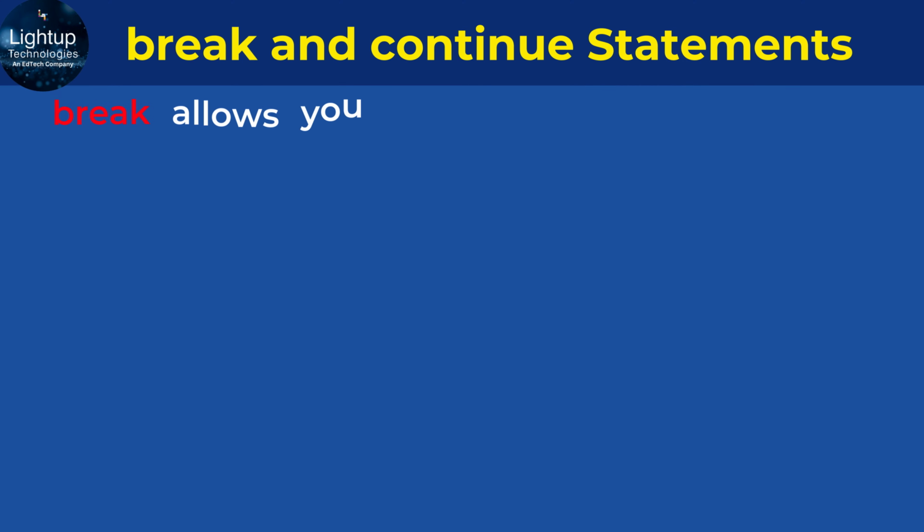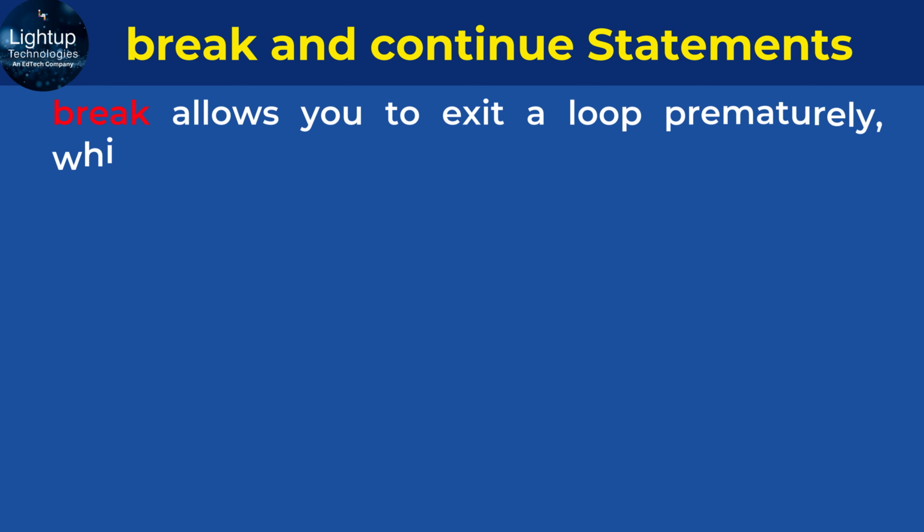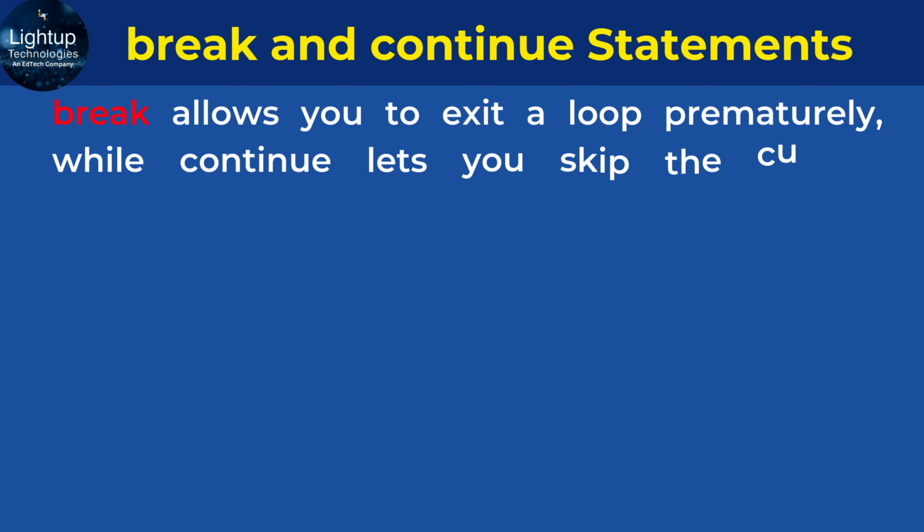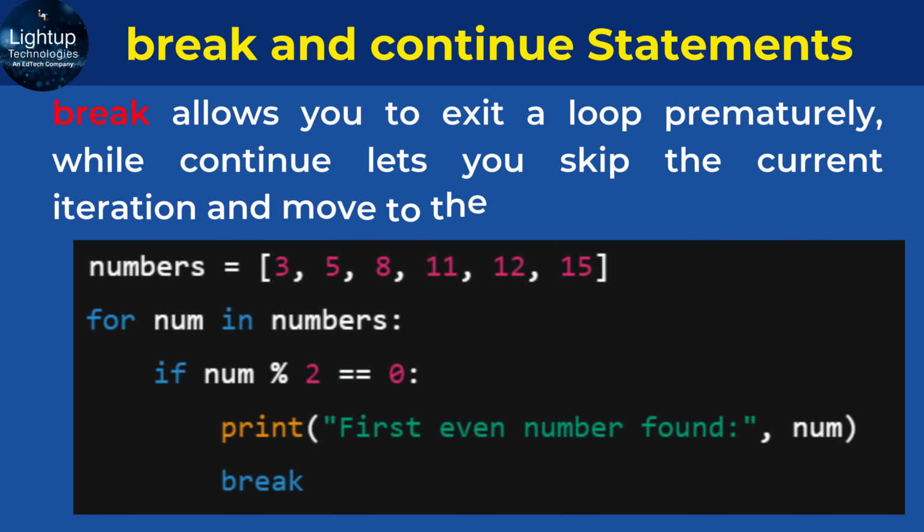Now, let's explore the break and continue statements, which are commonly used in loops to control their flow. Break allows you to exit a loop prematurely, while continue lets you skip the current iteration and move to the next. Let's see how break works in a for loop. This loop will stop as soon as it finds the first even number. In this case, it stops at 8.